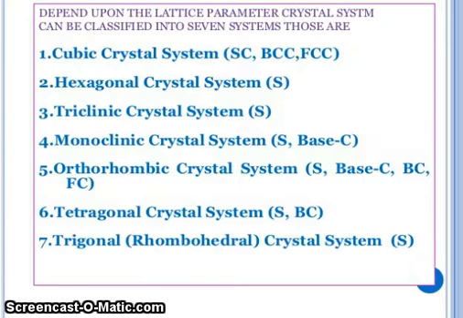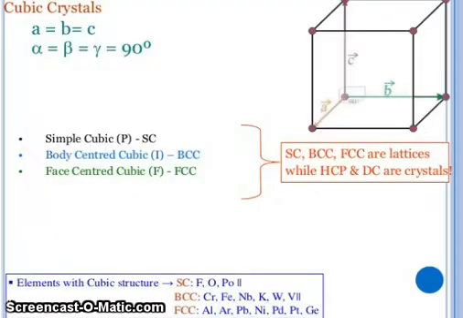Now friends, depending upon the lattice parameters, crystal systems can be classified into 7 systems. Those are cubic crystal system, hexagonal crystal system, triclinic crystal system, monoclinic crystal system, orthorhombic crystal system, tetragonal crystal system and trigonal rhombohedral crystal system.